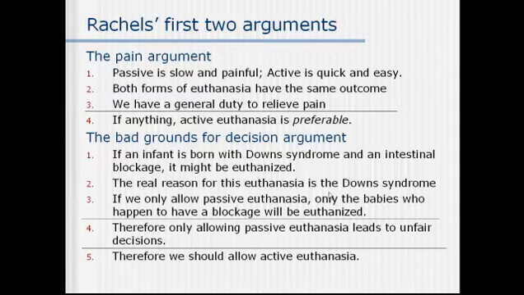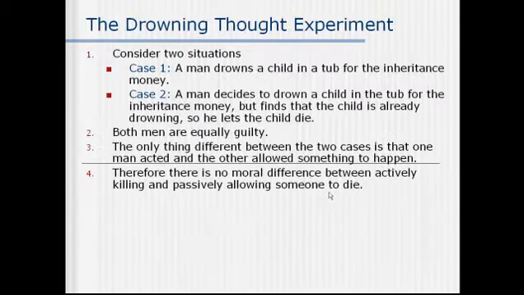Some live and some die. Who dies? The ones who happen to have a random, completely treatable intestinal blockage. That is simply not a decent grounds for making a decision. Well, if that's the case, then we should allow active euthanasia because it will allow us to make decisions more rationally. Rachels' most famous argument from this paper is a thought experiment about two cases of a man drowning a small boy. The idea of the thought experiment was to set up a contrast between two cases where the only thing that's different in the two cases is that in one case the person acted and in the other case the person allowed something to happen.